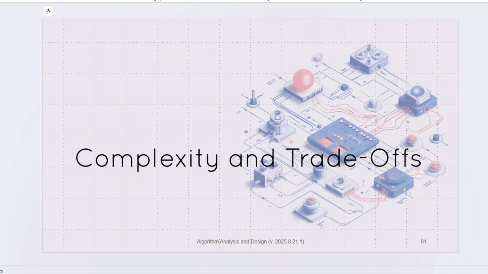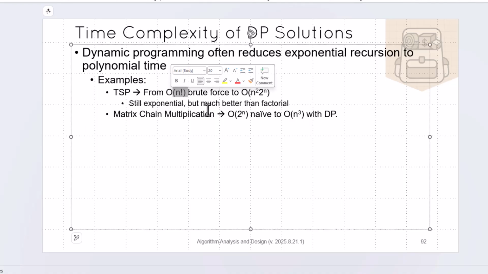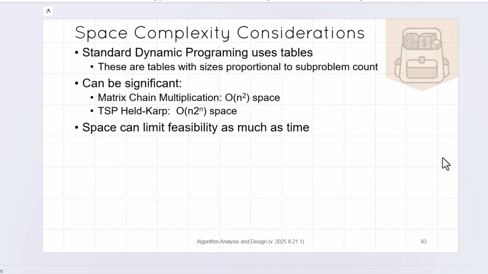Complexity and trade-offs. We should do this briefly, basically calling it a day on this. So, time complexity of dynamic programming solutions. Dynamic programming often reduces exponential recursion to polynomial time, not always. But the Traveling Salesman Problem, for example, goes from n factorial brute force down to quadratic exponential, which is still bad, but it's better. Matrix chain multiplication goes down from exponential naive recursion to cubic with dynamic programming.